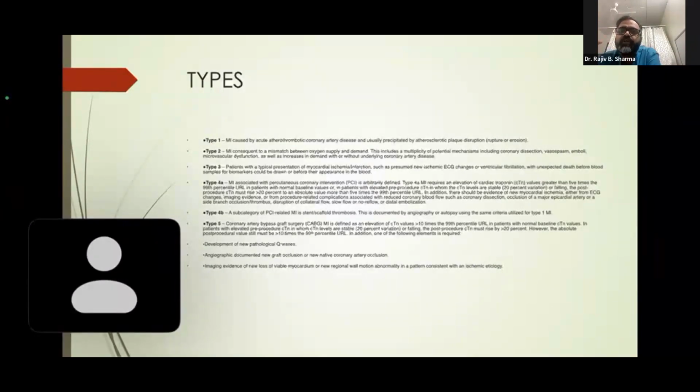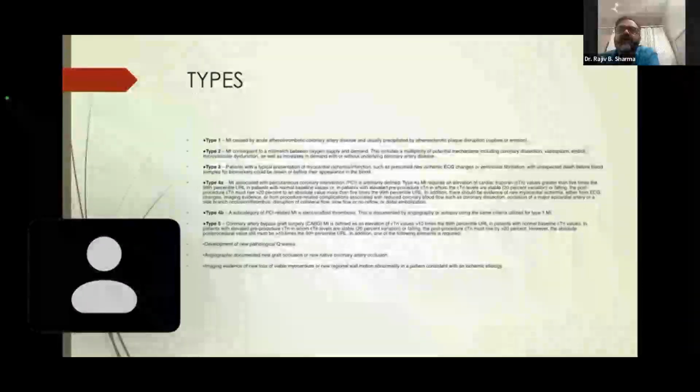Type 3 MI is a patient with presentation of ischemia, infarct, but he dies before we can draw a blood sample to document injury. So there is symptom, chest discomfort happened and the patient went to sleep at night before we could draw a sample. So that will be type 3 MI.